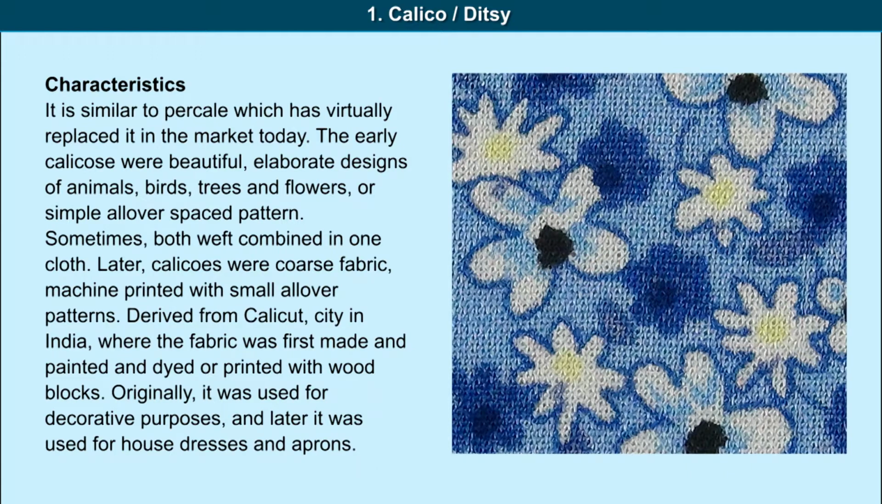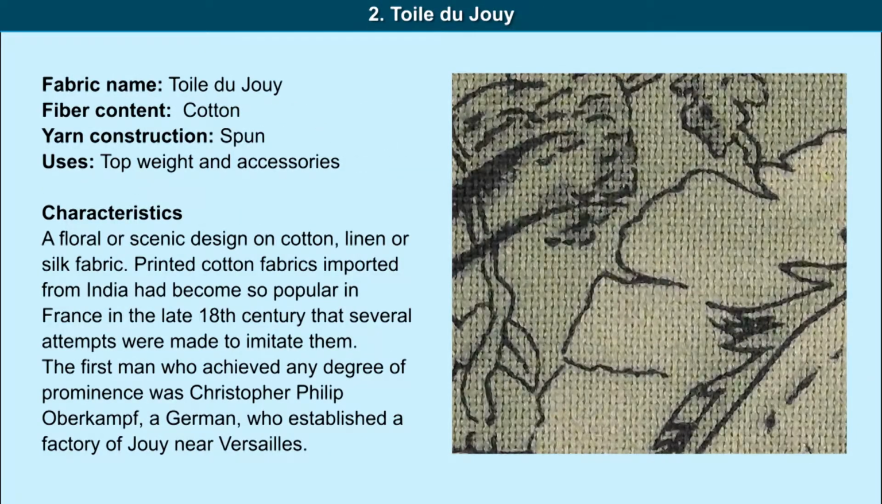Originally, it was used for decorative purposes and later it was used for house dresses and aprons. Toile de Jouy. This fabric name is Toile de Jouy. It is made out of cotton, which is a spun yarn. It has uses as top weight and accessories, a floral or scenic design on cotton, linen or silk fabric.